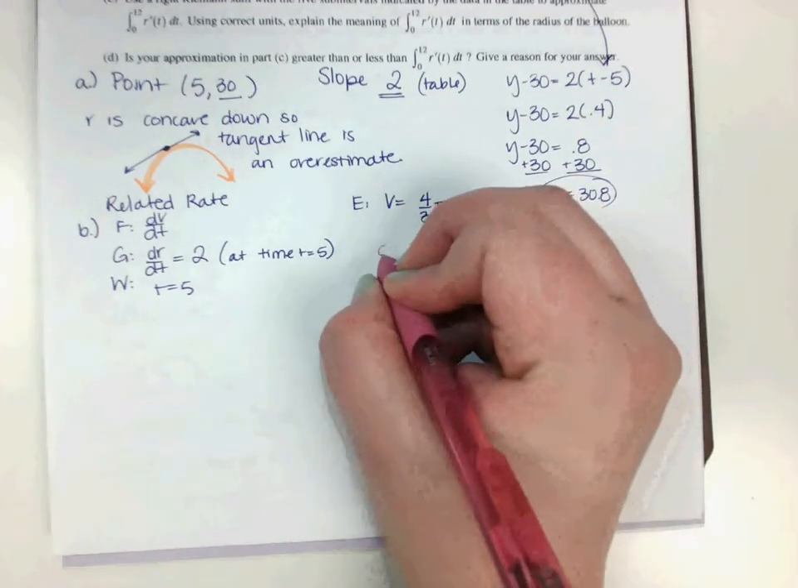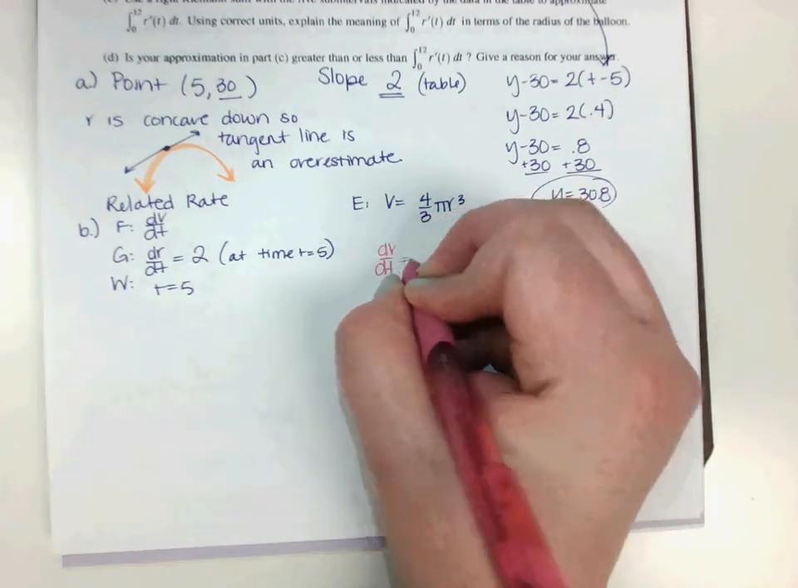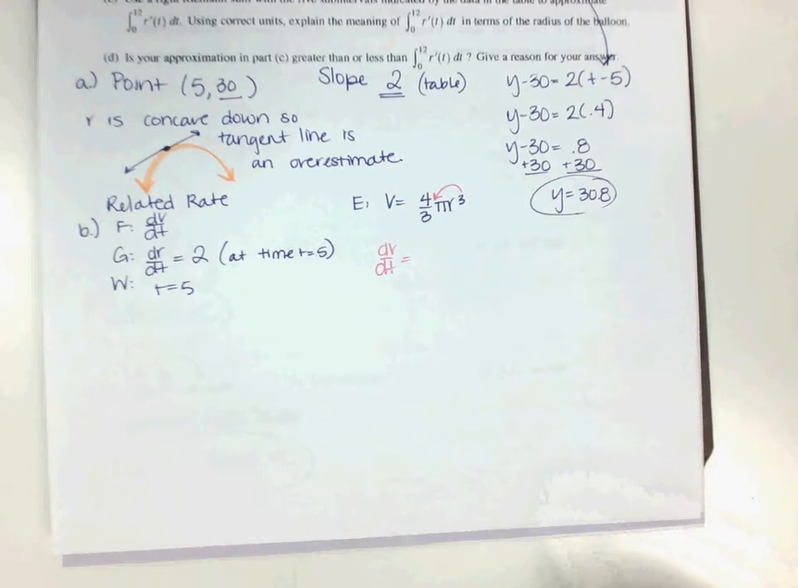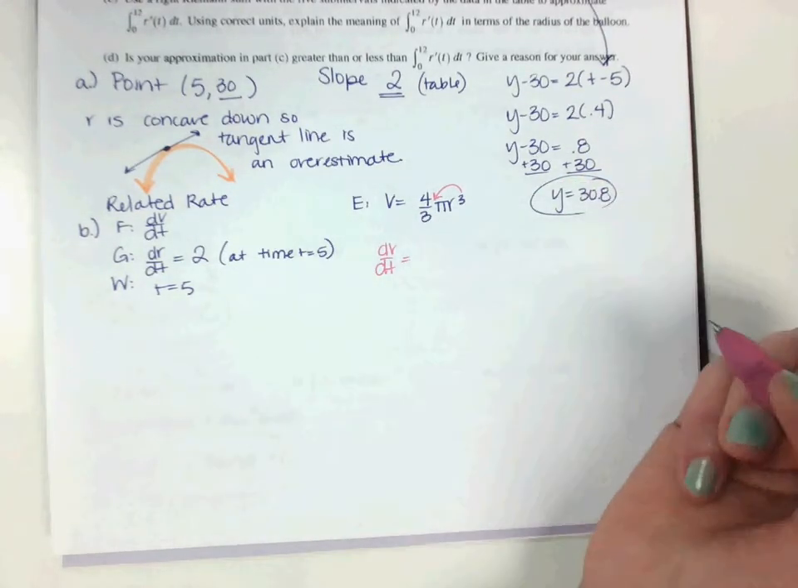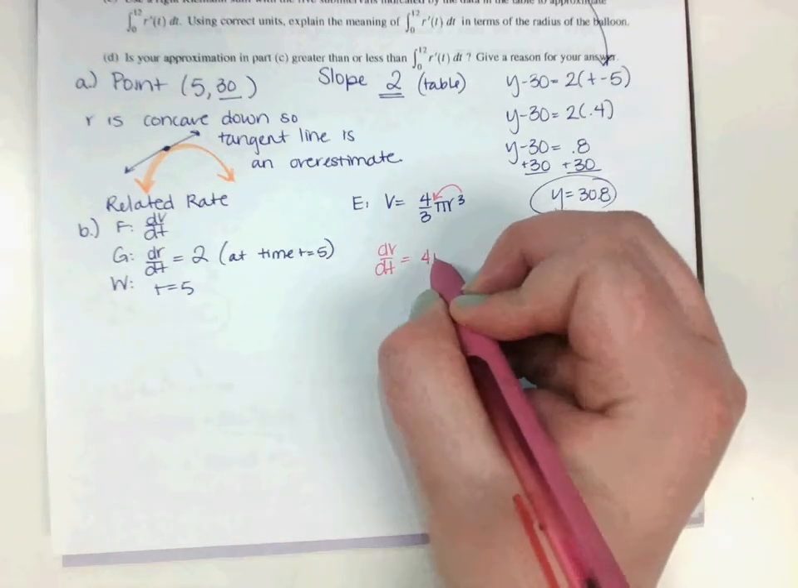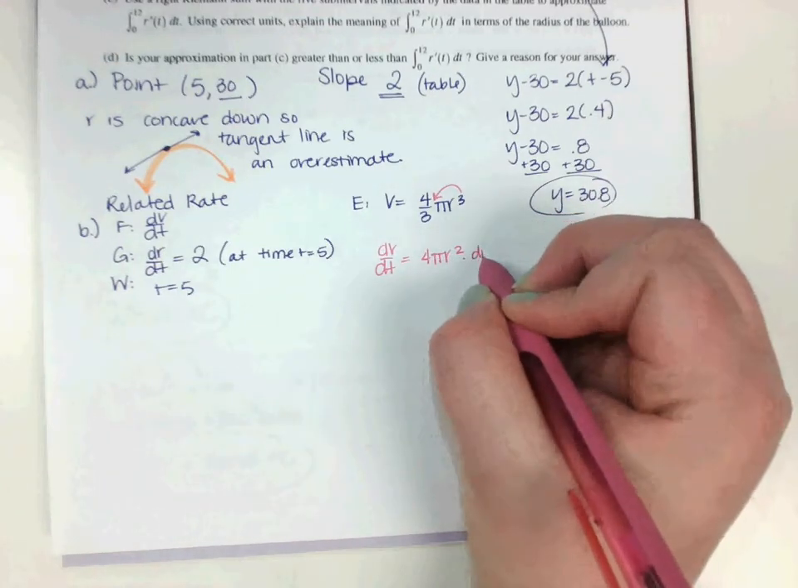dV/dt. On the other side, I times the 3 down. What's 3 times 4/3? The 3's would cancel. It'd just be 4 pi r squared dr/dt.